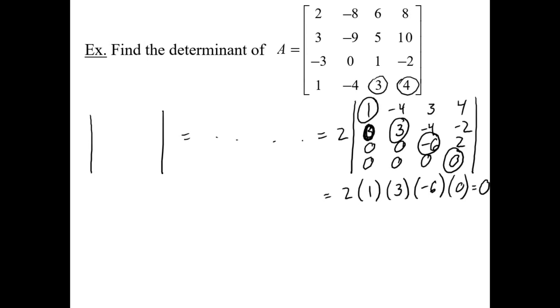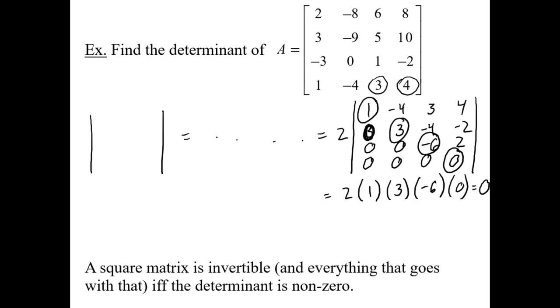Okay, and then there was a bunch of stuff attached to that. But notice that now we have one more thing to add to that. Notice that a square matrix is invertible, and all of the stuff that goes along with that, if and only if the determinant is non-zero. This gives us one more condition to add to that invertible matrix theorem. If the determinant is non-zero, then all those other properties go along with it. And if the determinant is equal to zero, then the matrix is not invertible.